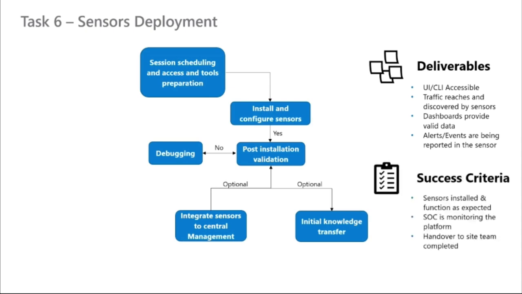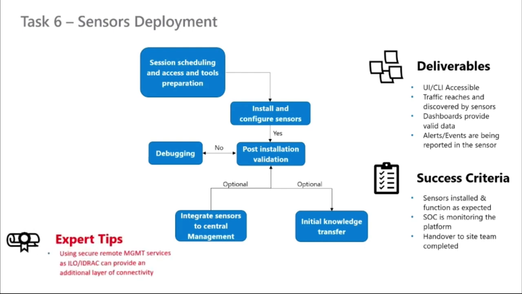Success criteria are pretty much derived from the deliverables that we see over here, and the last and final stage is handover to the site team for completion. This is basically what we say is the finish line. This is where the sensor is deployed, and at this point you can say, okay, the system is now working.